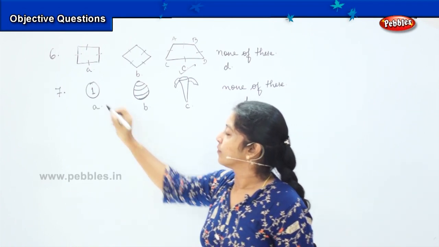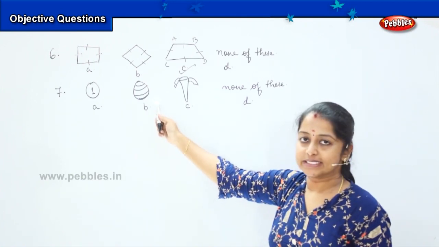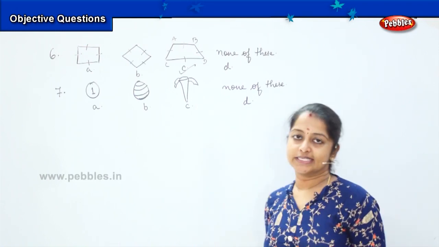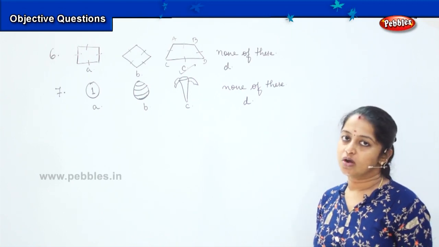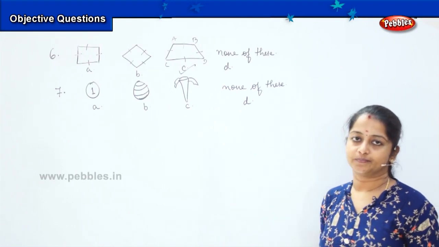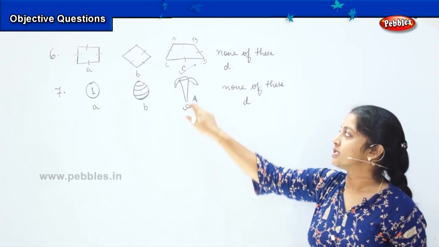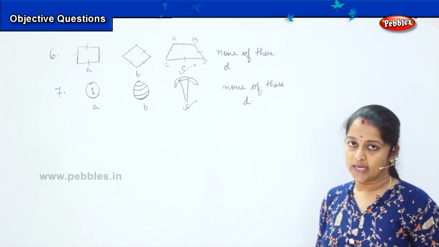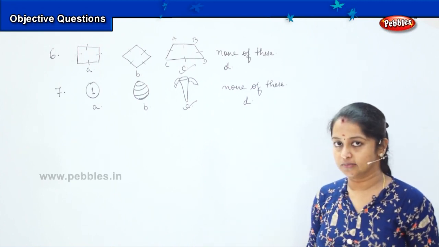So, the first one is a coin, the second is a ball, the third is a carrot, and the fourth is none of these. So, your question is, which among these is not a circle? Is it A, B, C or D? Yes, you are correct. Your right option is C, because it is the shape of a cone, whereas A and B satisfy the feature of being a circle. Shall we move on to the next one?